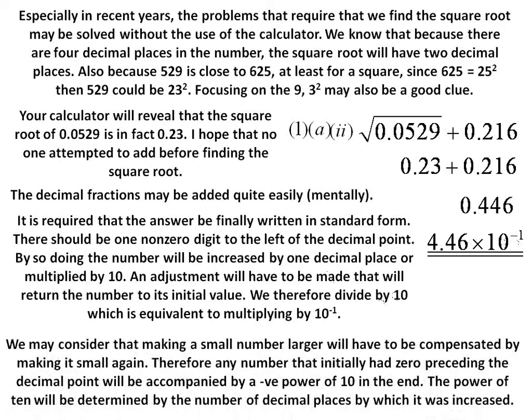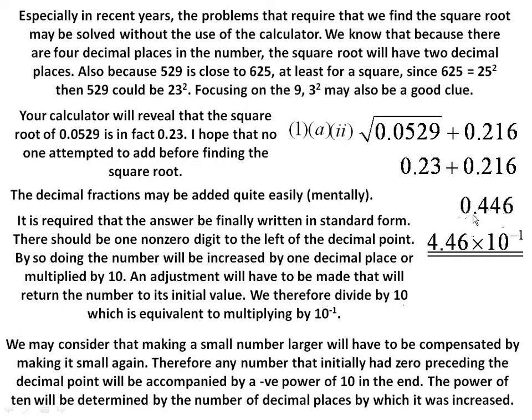We may consider that making a small number larger will have to be compensated by making it small again. Therefore, any number that initially had 0 preceding the decimal point will be accompanied by a negative power of 10 in the end. The power of 10 will be determined by the number of decimal places by which it was increased. Therefore, what we call a small number is a number with no non-zero digit preceding it. Any number that has 0 point something, we will consider that to be a small number.